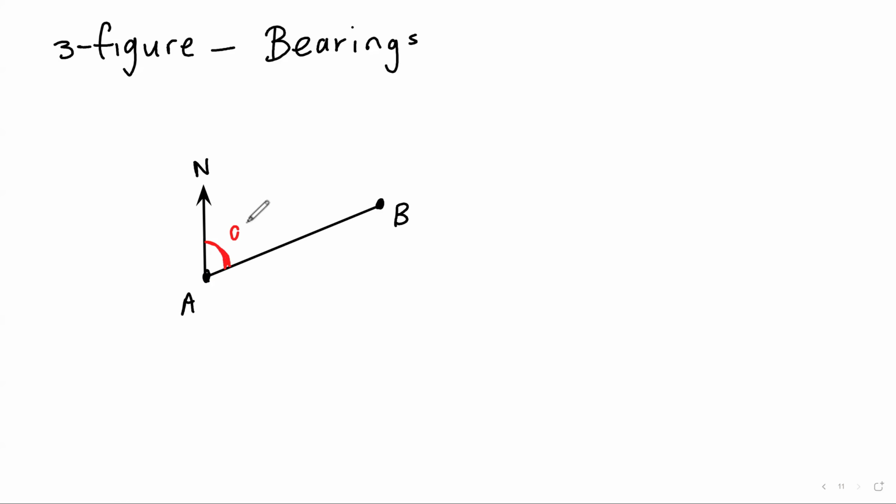I will write that as 035. So I will say that B is on a bearing of 035 degrees from A. If it is from A, it means that your north line is at A. It is the clockwise angle. So the bearing is always counted or calculated in a clockwise direction, right?